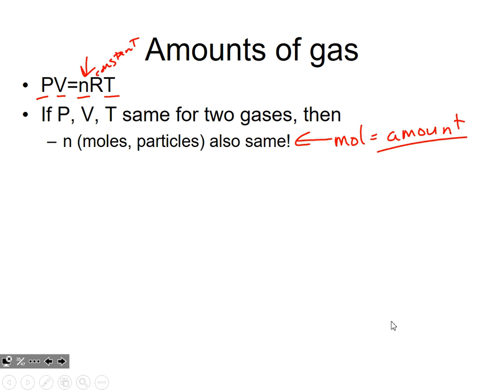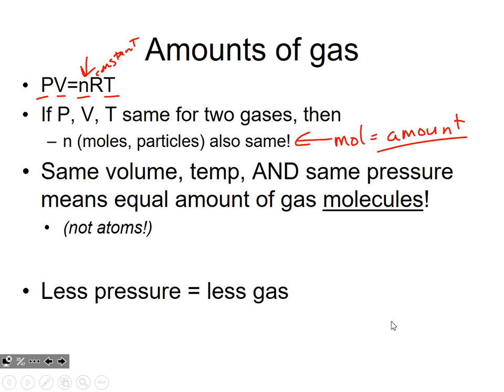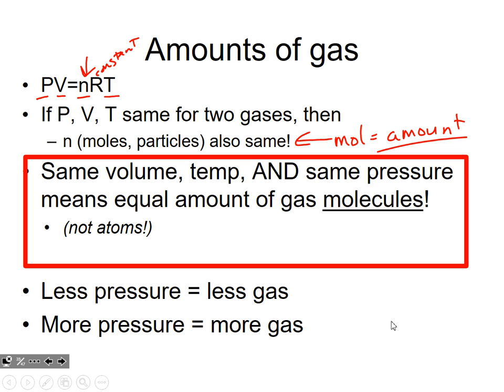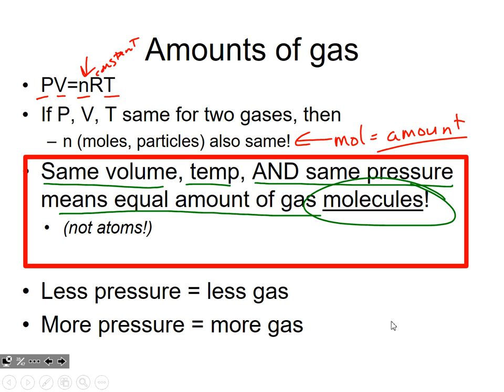It's the same amount. So for us, the big key point is right here. If you have gas samples that have the same volume, the same temperature, and the same pressure, then we know that we have the same amount of gas in each one. And it's important to recognize that it's the same number of gas molecules, not the same number of gas atoms. Same conditions equals same amount. And there are a number of multiple choice questions that deal with that.